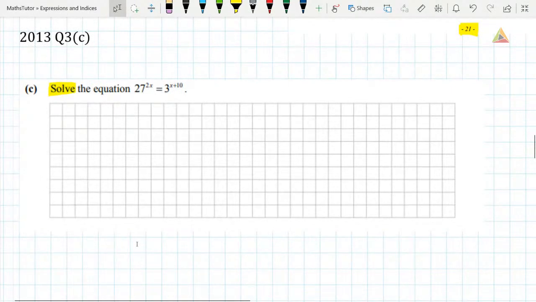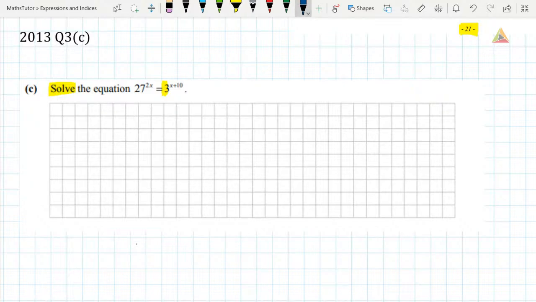So I'm going to solve the equation, and when I spot that the x's or the variables or the letters are up in my powers, I know that I'm dealing with indices. I'm going to have page 21 open. On the right-hand side this time, I see I have a 3. On the left-hand side, I have a 27. So I'm going to see, can I write 27 as 3 to the power of something?